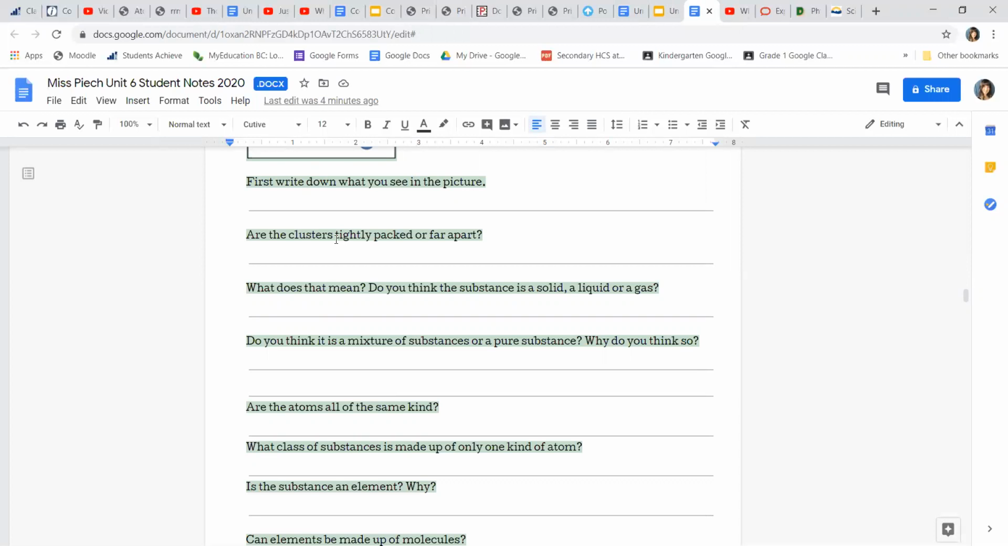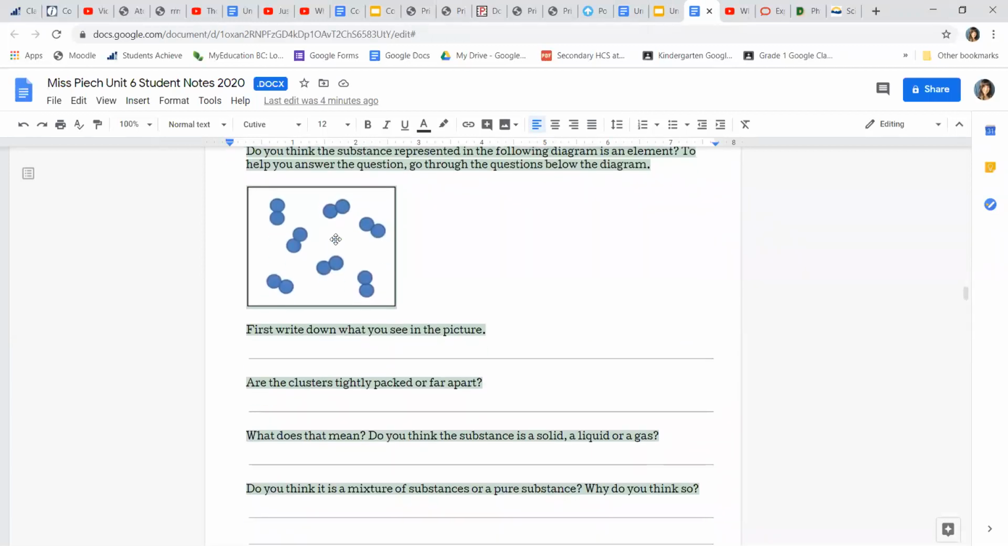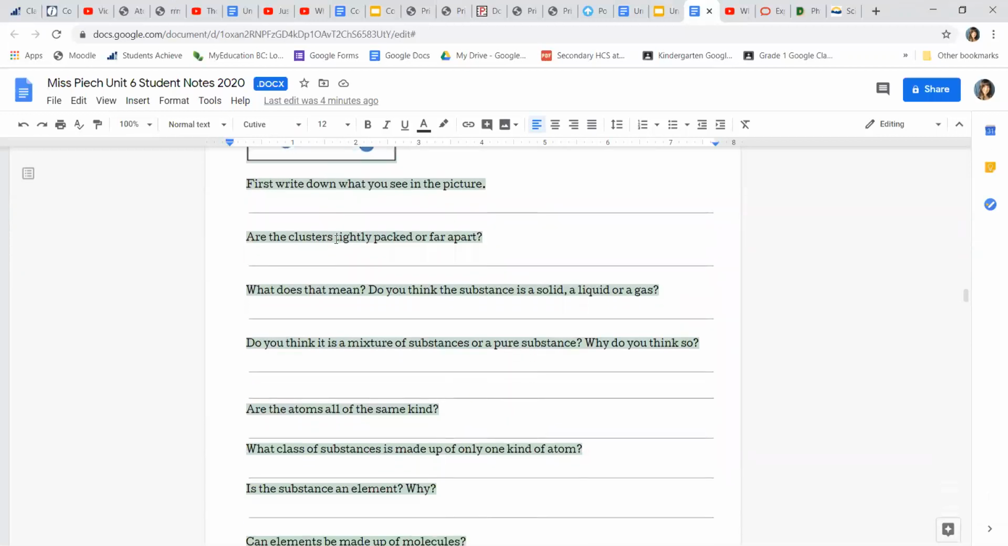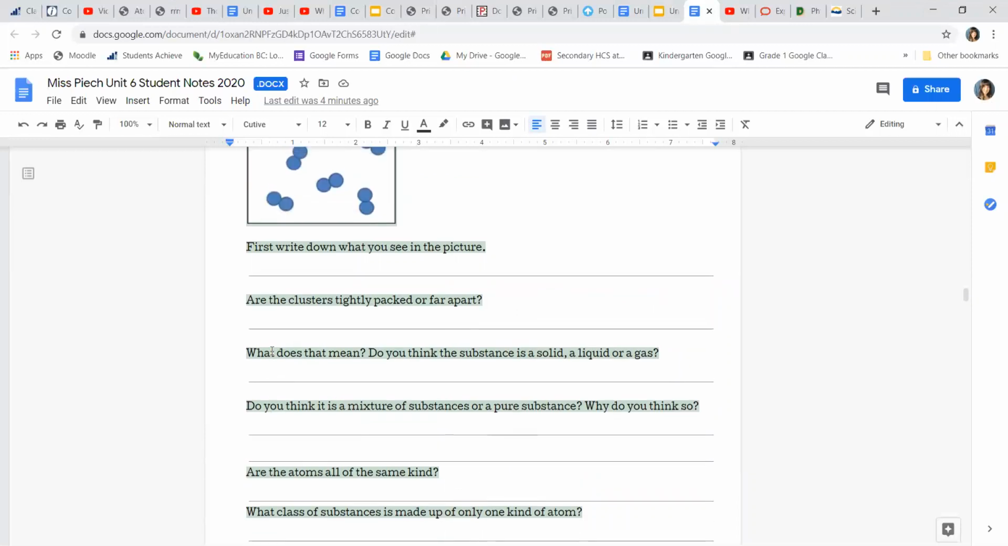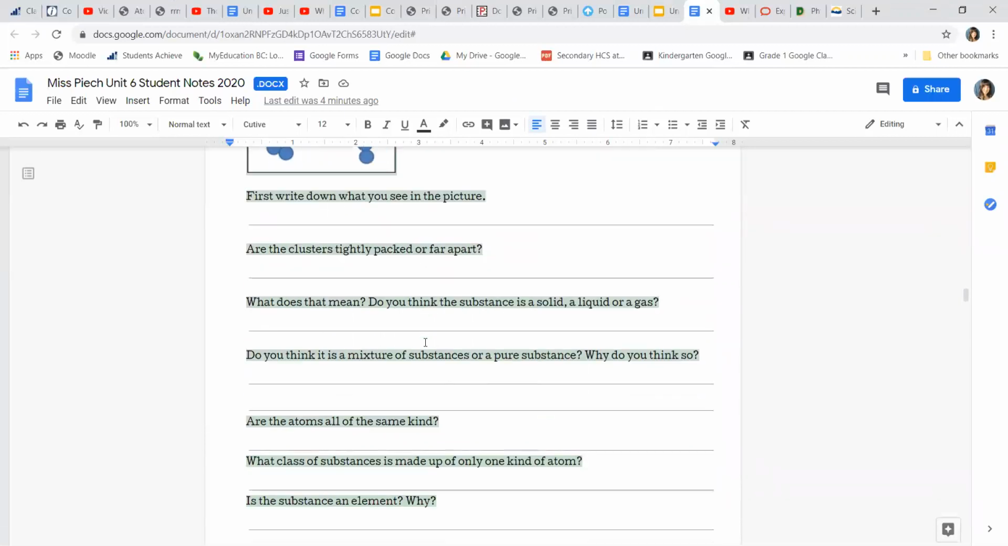And so what do you think with this? What's your hypothesis? Is it a gas, a solid, or a liquid? And then what I want you to do is also answer, do you think it is a mixture of substances or pure substance? Remember, pure substance, we're looking at, is that just all one type of element, or is it a mixture? A mixture means you have different elements combined there, whereas pure substance is just one type of element. What do you think? Explain your answer.